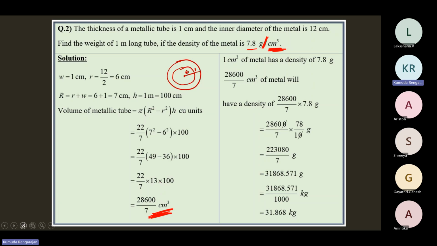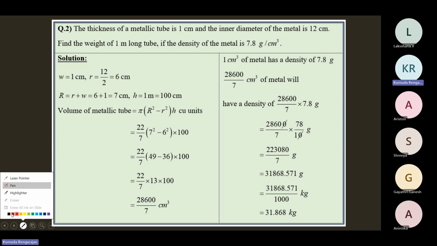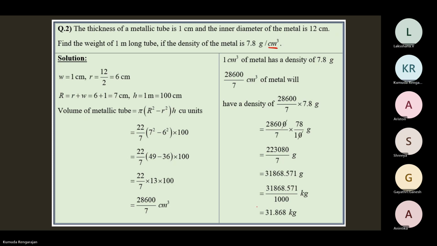So for this question, we have all the values. But should we find area or volume? It is volume because it's given that the metal weighs 7.8 grams for every centimeter cube. So 1 centimeter cube of metal weighs 7.8 grams. So you should find how many centimeter cube there are in this tube. So you should find volume.